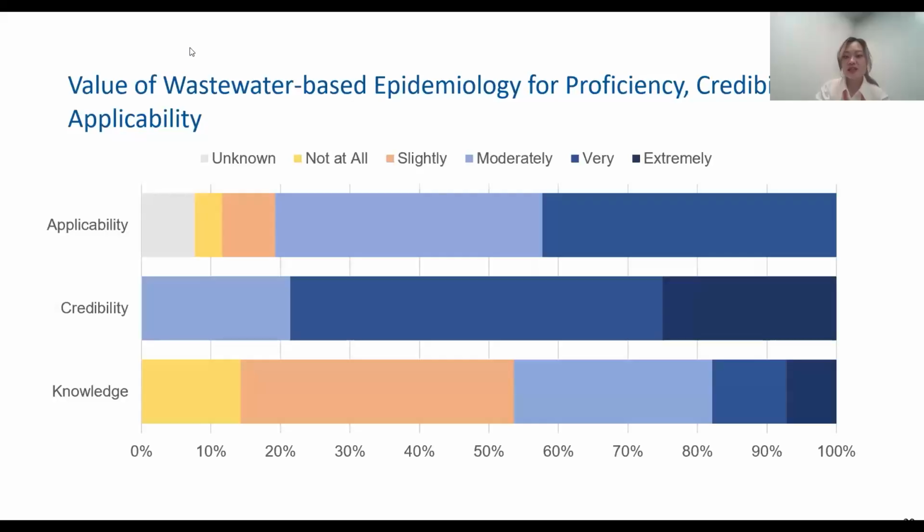Lastly, we wanted to evaluate the value of wastewater-based epidemiology in terms of proficiency, credibility, and applicability. As we can see from this statistical graph here, nearly all staff and leadership rated wastewater-based epidemiology at least moderately credible and applicable. So that was around 100% credibility and 80% applicability. However, only half, which is around 47%, consider themselves moderately knowledgeable in wastewater-based epidemiology. So this identified areas where we could improve in the future as well. Next slide, please.